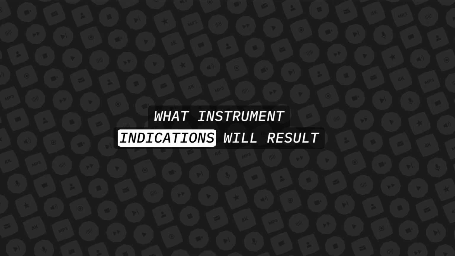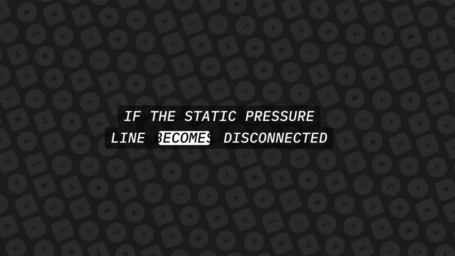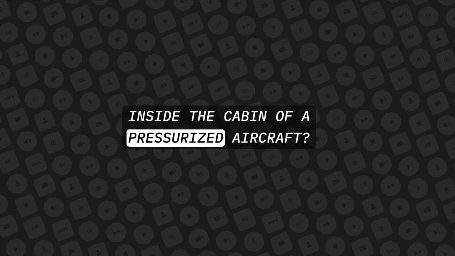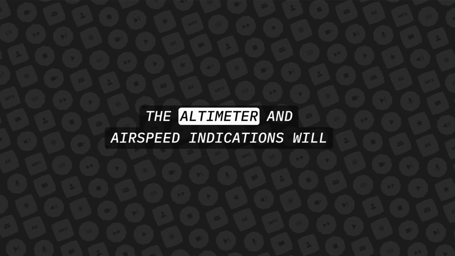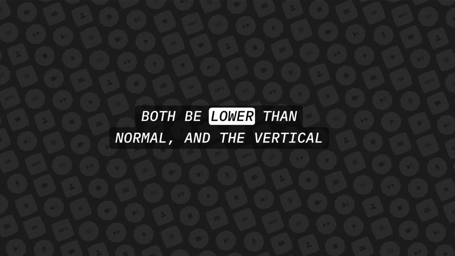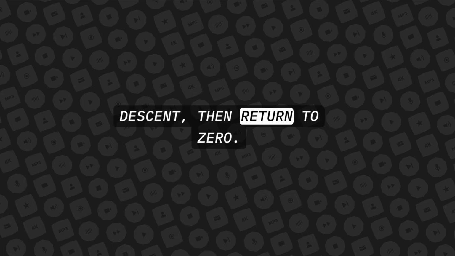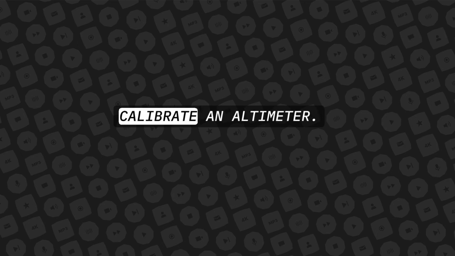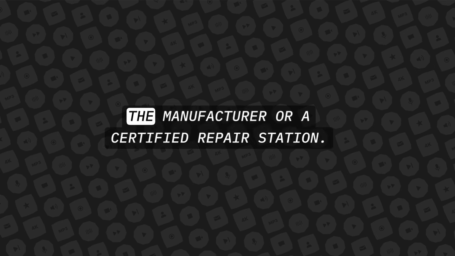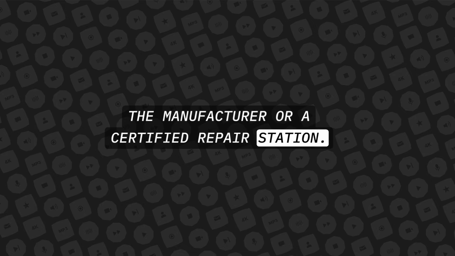What instrument indications will result if the static pressure line becomes disconnected inside the cabin of a pressurized aircraft? The altimeter and airspeed indications will both be lower than normal, and the vertical speed indicator will indicate a momentary descent and then return to zero. Who is authorized to perform tests to calibrate an altimeter? The manufacturer or a certified repair station.